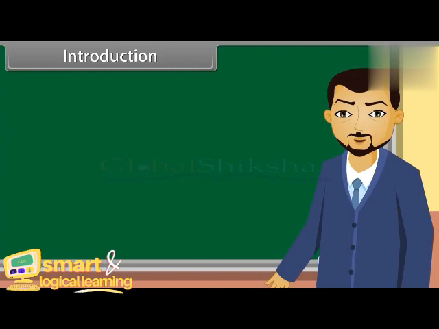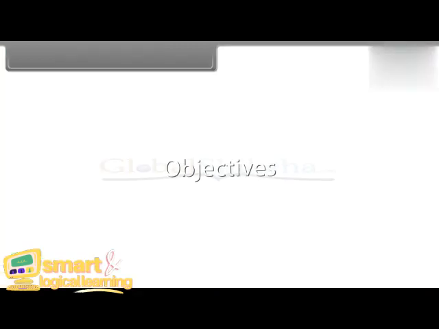Correct. There are many kinds of geometry, like Euclidean geometry, non-Euclidean geometry, coordinate geometry, etc. Today we will learn about coordinate geometry. Let's start. Objectives.